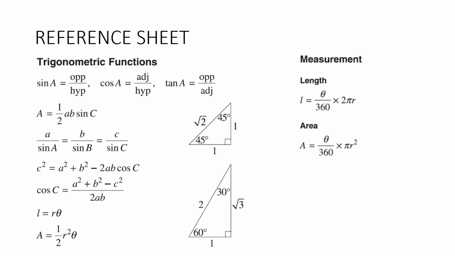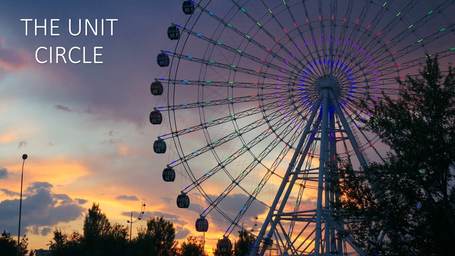So here's everything you get on your reference sheet. We have SOHCAHTOA, we have our non-right-angled trig formulae, we have arc length and area of a sector in radians, we have our exact values triangles, and over here we have arc length and area of a sector in degrees. But you'll see there is no formula for the area of a segment. Okay, that's it. In our next lesson, we're going to look at the unit circle.